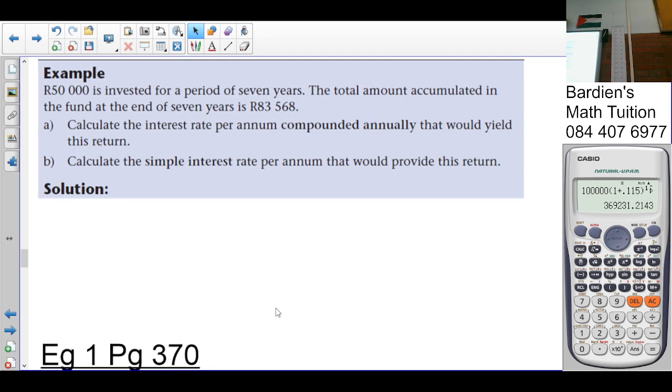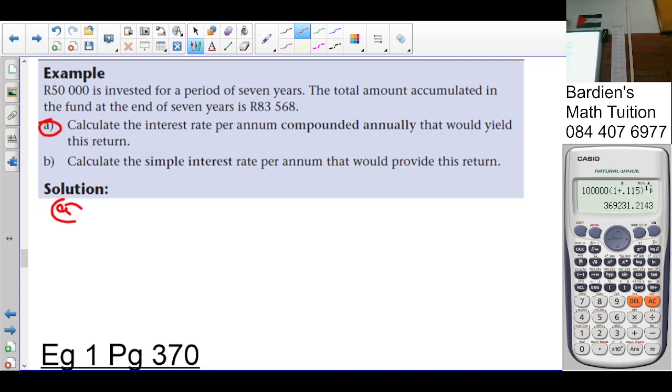So we have 50,000 Rand invested for a period of 7 years. The total amount accumulated in the fund at the end of 7 years is 83,568. So here we are given the invested amount, which is P, and we are given the return, which is the A value of 83,568 Rand. The first question says calculate the interest per annum compounded annually that will yield this return. It will give you this return.